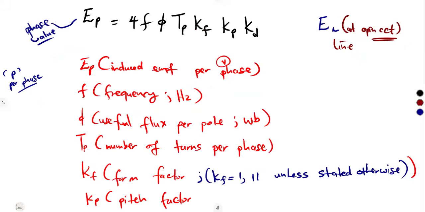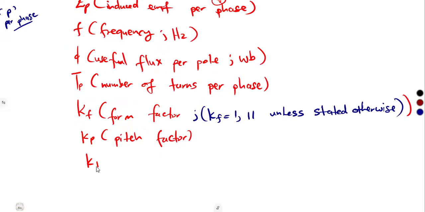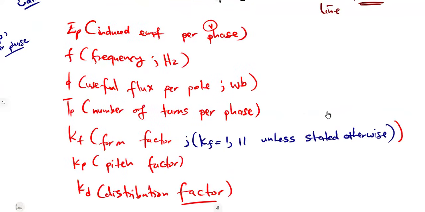So all these will make sense if we explain them. Then KD is the distribution. Let's just write our formula, guys. That is our distribution factor. All right, so we've got the distribution factor. Like I said, all these will make sense if we go through each in explanation, so that we'll see.